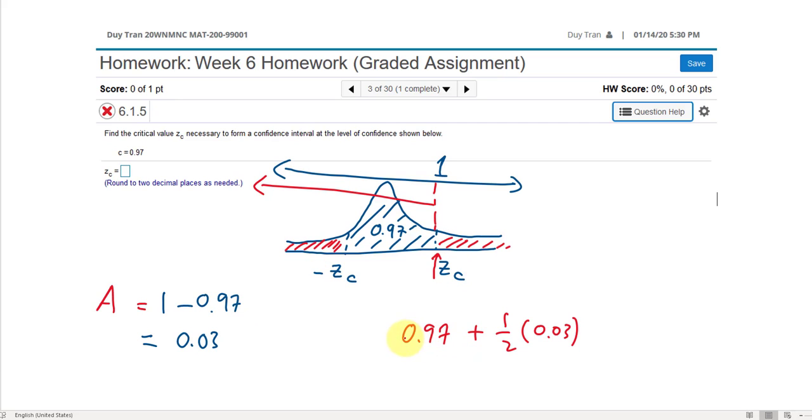So 0.97 added with the red tail here, which is 1/2 of 0.03, gives me the area of 0.985. So the area from the critical value ZC all the way to the left is 0.985. And now we go to the table, we look for that value 0.985 to see what is the corresponding z-score, the critical value.